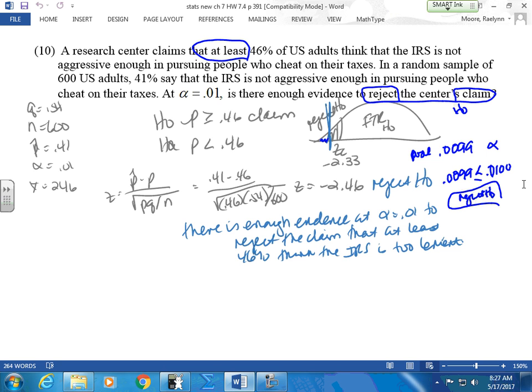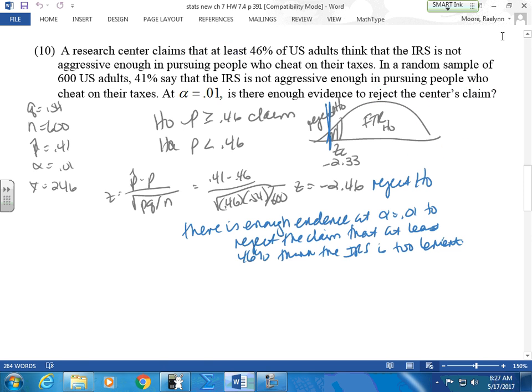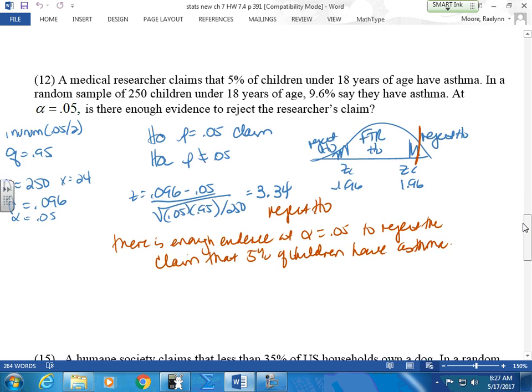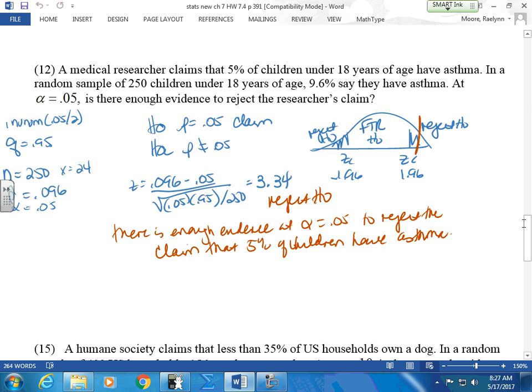And the other two, reject region. A medical researcher claims that 5% of children have asthma. When they claim that, that's the is statement. There's no more than, less than, that's the is statement. Equal to 5%. So that's your is statement. Again, when I come down here and I see the words reject the claim, I know that's my H0.